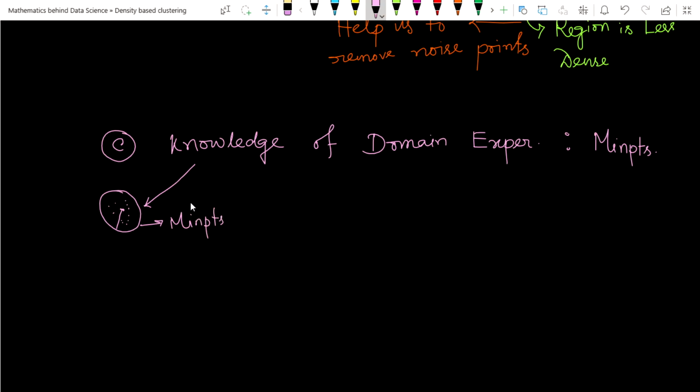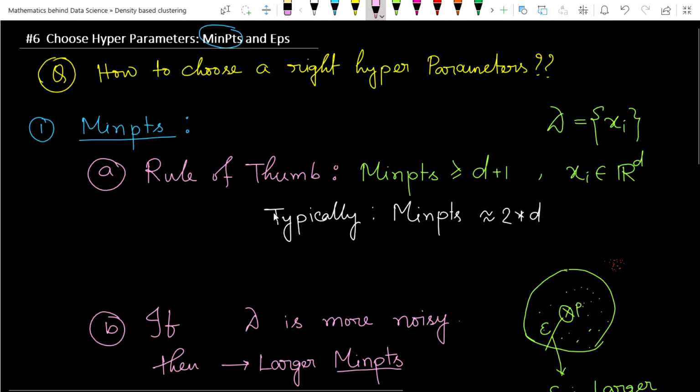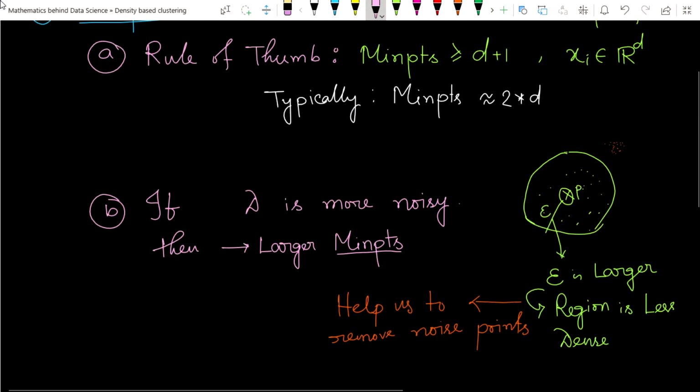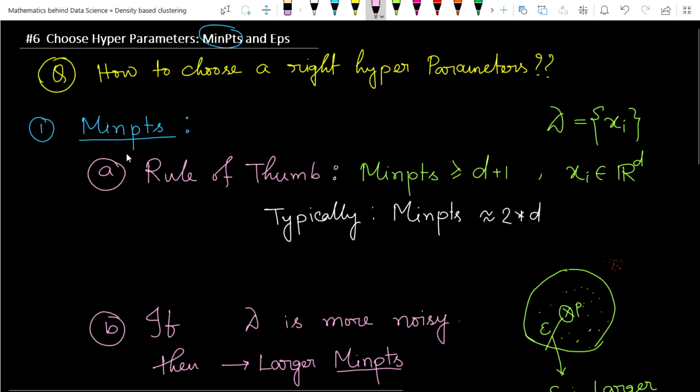We will see these situations when we discuss various case studies. We will see these things in such situations in the future also, and we will more easily understand how this domain knowledge is useful to choose the right hyperparameter. So mainly these three methods are used to choose the min point hyperparameter.